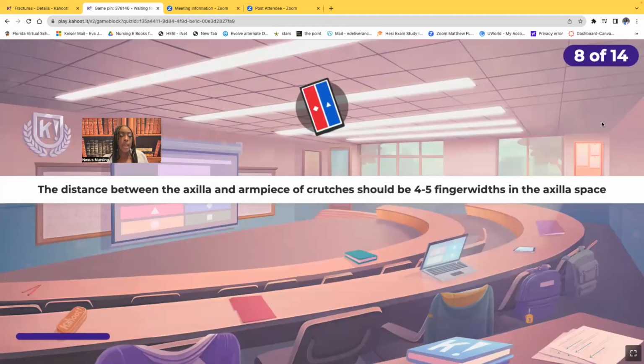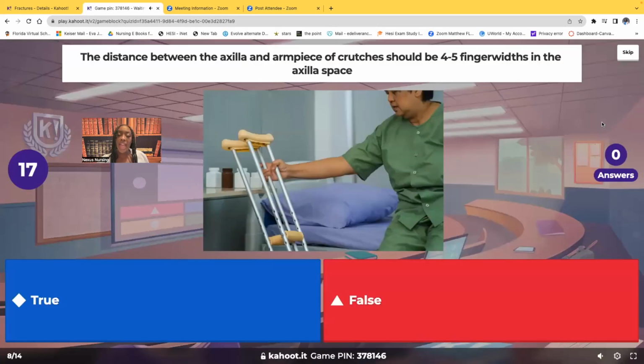True or false? The distance between the axilla and the arm piece of crutches should be 4 to 5 finger widths in the axilla space. Is this true or is this false? The distance between the axilla and the arm piece of the crutch, it should be 4 to 5 finger widths. Is this true or is this false?